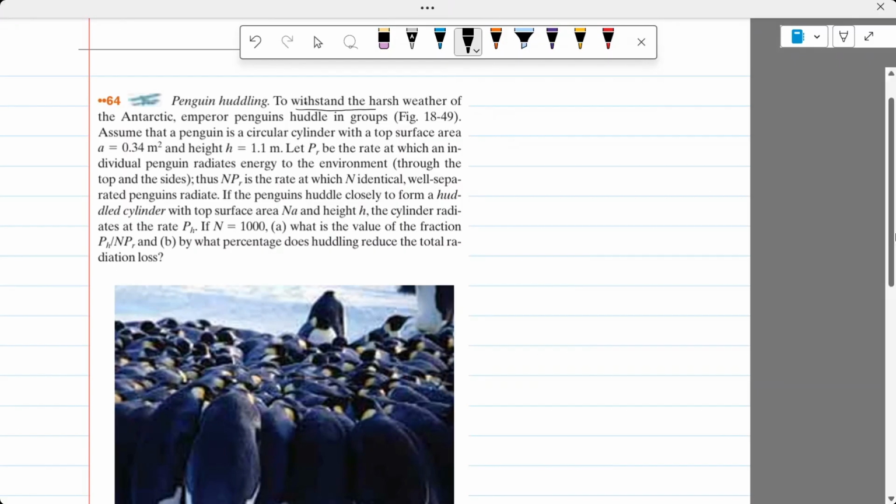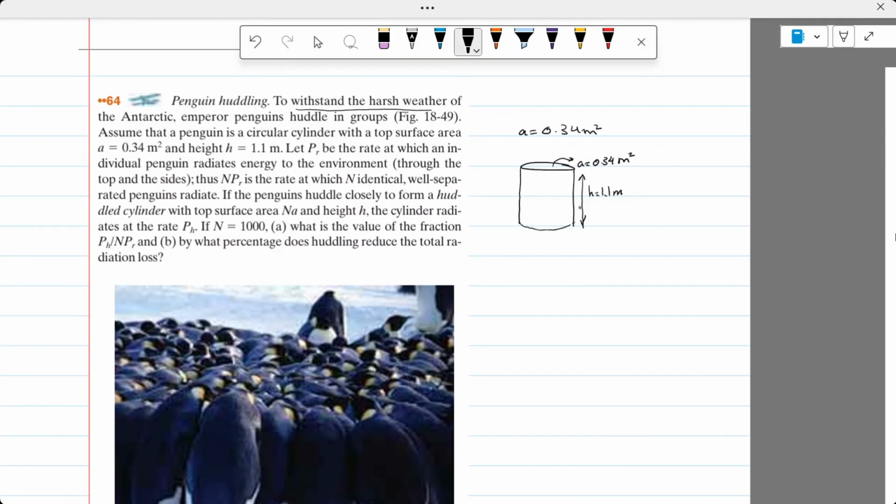So we're told that to withstand the harsh weather of the Antarctic, emperor penguins huddle in groups. We assume that a penguin is a circular cylinder with a top surface area A equals 0.34 meters squared, and the height of this cylinder is 1.1 meters. So each penguin is considered to be a cylinder. A is 0.34, the area of the circular face, and the height is 1.1 meters.